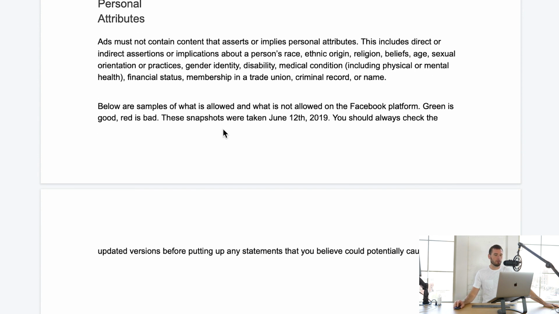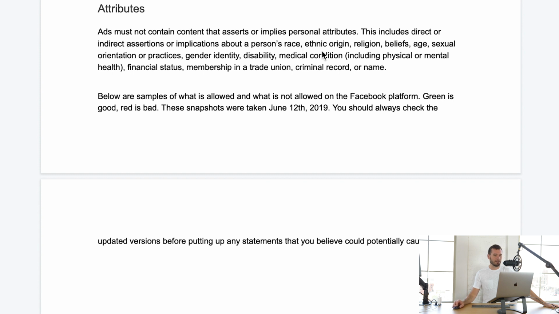Let's see. Personal attributes. Ads cannot contain or imply personal attributes: race, ethnic origin, religion, beliefs, age, sexual orientation, all of that stuff. Medical conditions, that's a big one. They don't like financial status. That's a big one they don't like. Membership to a trade union, crime record, name. Obviously, most of the stuff is pretty self-explanatory. The big ones in there: you can't say their age. Are you older than 55? They don't like that.